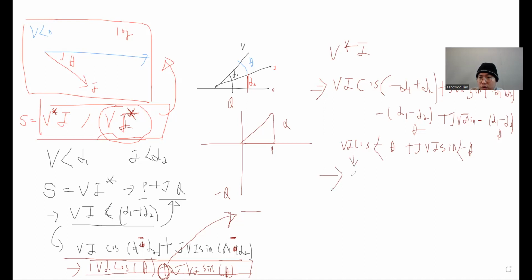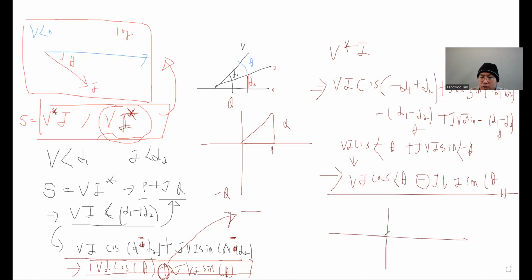So cosine is going to be the same, V I cosine theta, but the sine changes sign, so minus j V I sine theta. You guys can see the minus here. That's the only difference. So if we draw here, minus. We draw it like this. Minus here. This part is the math part. You don't need to remember it. Just there's something like this.